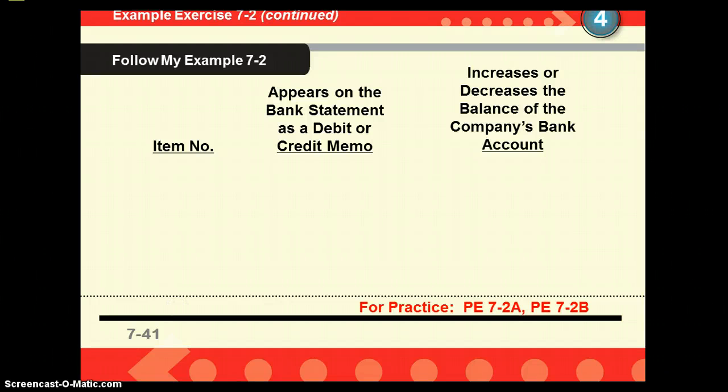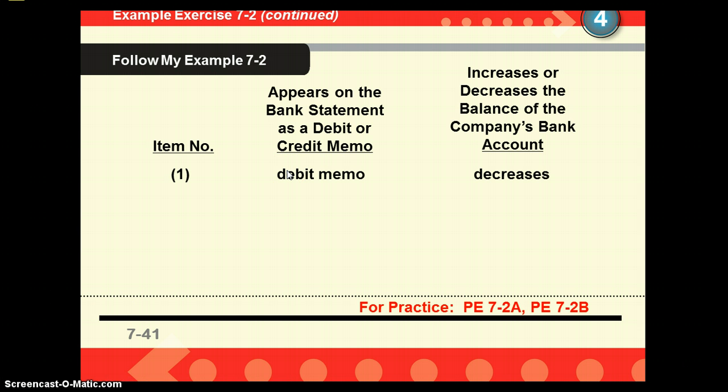Let's take a look at the answer. Item number 1 was an insufficient funds check. So is that going to appear as a debit memorandum or a credit memorandum? It's going to appear as a debit memorandum. It decreases the company's bank account because the check was no good. We have to take it out. And to decrease a liability, we debit. So that's why it's a debit memorandum.